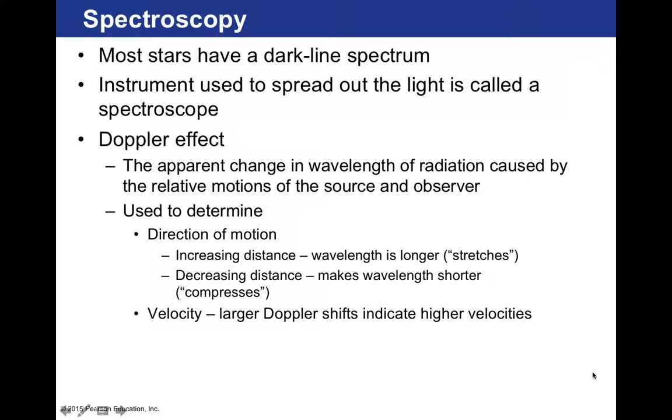All right, so why do we care about this in terms of Earth science? Well, most stars have a very specific dark line spectrum. So the instrument used to spread out light is called the spectroscope. The one thing that we have to worry about, though, when we're trying to collect light from a star is something called the Doppler effect. And this is the apparent change in wavelength of radiation caused by essentially a moving source of light. So we're on Earth, we're moving, a star is out there in space, it's moving. So there's going to be some Doppler effect that we're going to have to worry about.